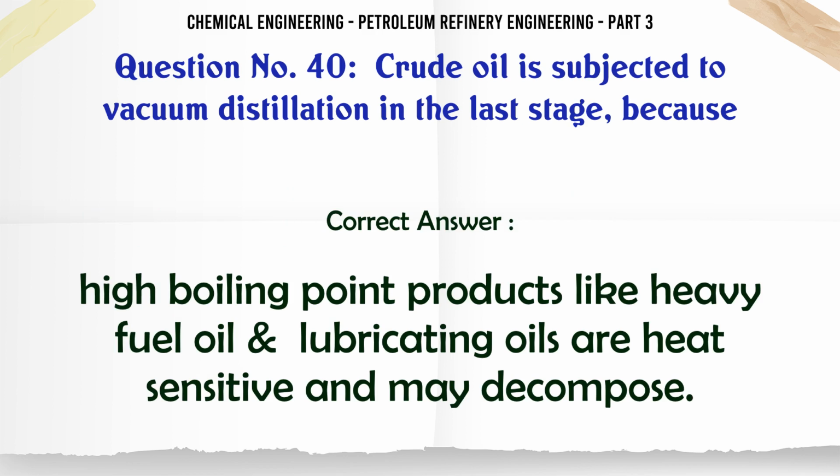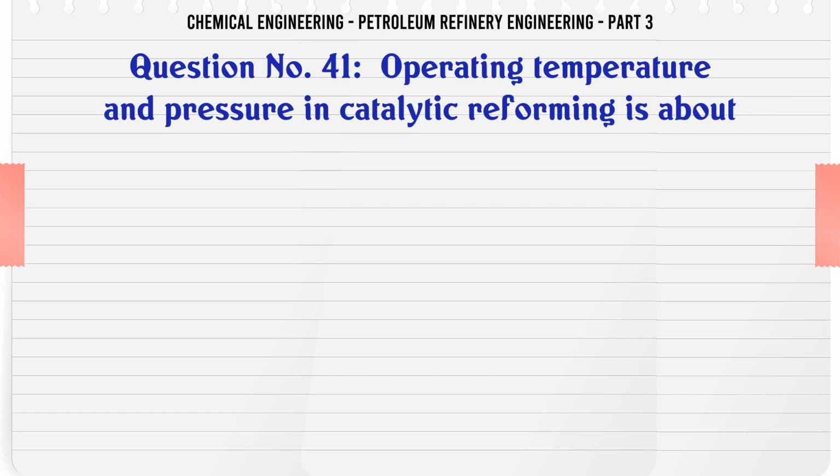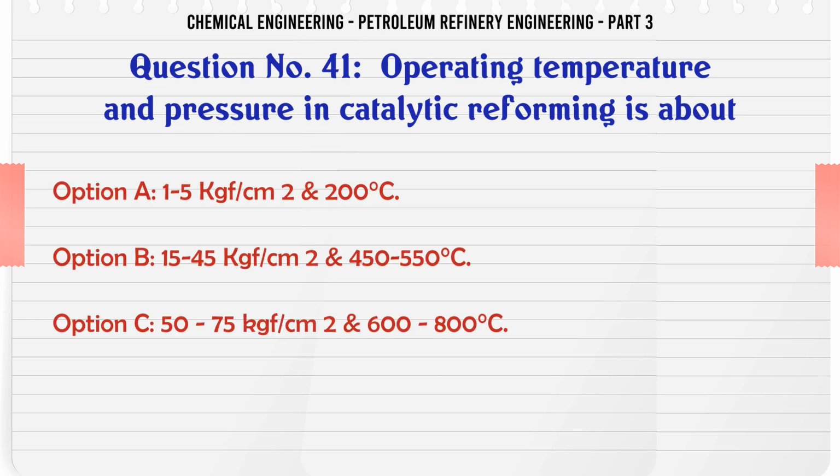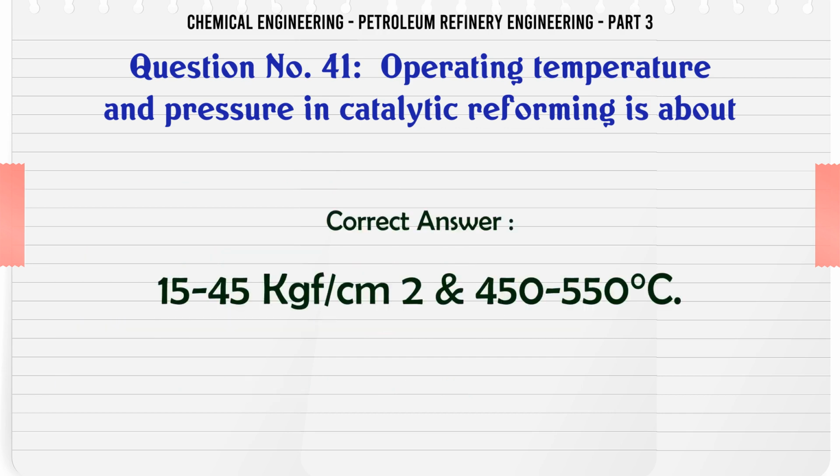sensitive and may decompose. Operating temperature and pressure in catalytic reforming is about A. 1-5 kgf/cm2 and 200 C, B. 15-45 kgf/cm2 and 400-550 C, C. 50-75 kgf/cm2 and 600-800 C, D. 5-10 kgf/cm2 and 100-250 C. The correct answer is 15-45 kgf/cm2 and 400-550 C.